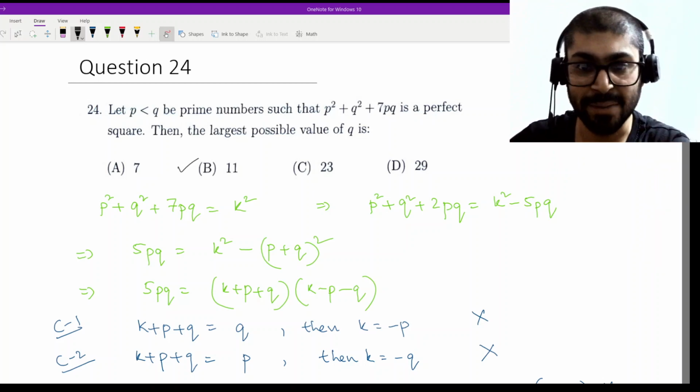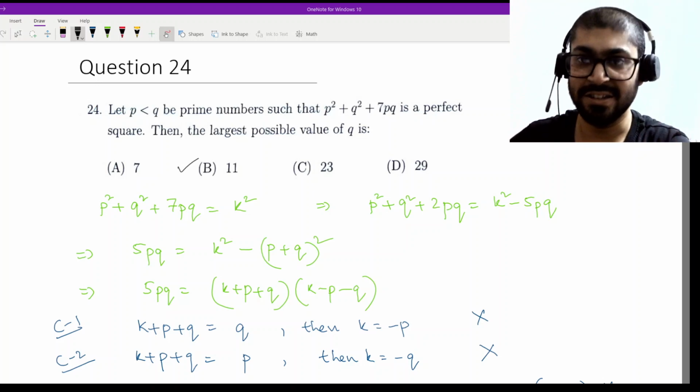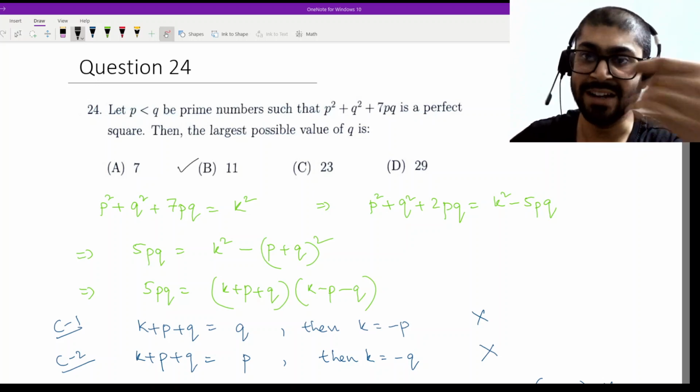I have seen this sum in different places. Sometimes they ask you to find all sets of integer solutions, how many will be there. That is also a different question.